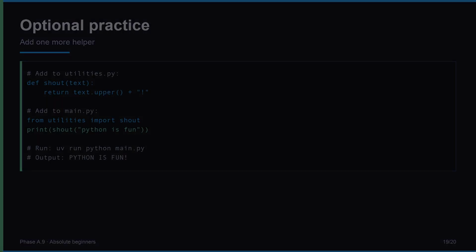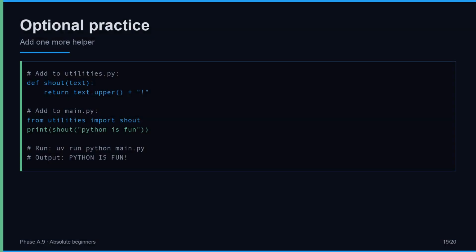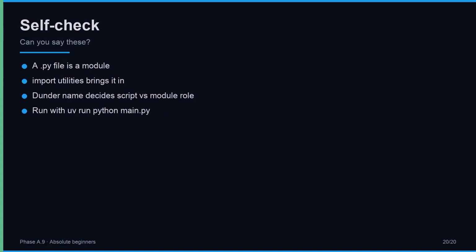Packages come next. If you want a quick practice, add a shout function to utilities that returns the uppercase version of a text with an exclamation mark. Then import it in main and print the result of calling shout with Python is fun. Run main with uv run python main.py. You should see Python is fun in capitals. One function defined once, used from another file. That is the whole pattern. Add one more helper.